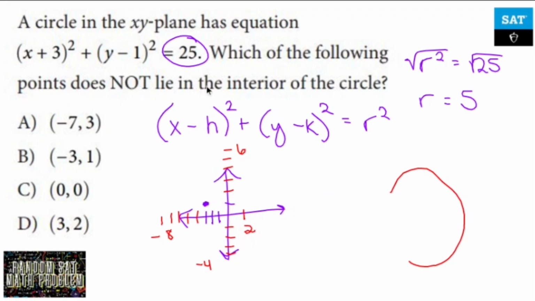All right, so which of the points does not lie in the interior of the circle? 3, 2 doesn't, because 3, 2 is up here, and the circle's only going to go out to 2, so 3, 2 is not an option. 0, 0 worked. Negative 3, 1 is the center, and negative 7, 3 should work. But I definitely know that 3, 2 is not going to work. So I'm going to circle 3, 2, and that's going to be my guy, and I'm going to call it a day, baby.